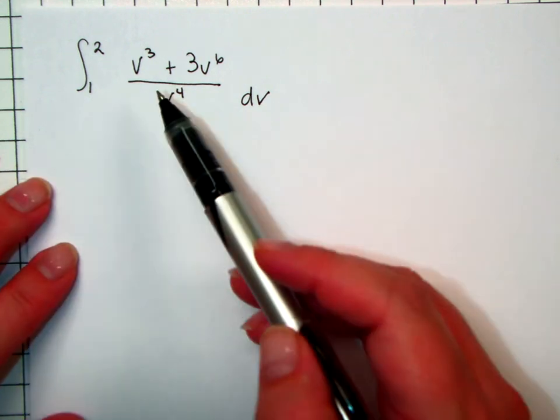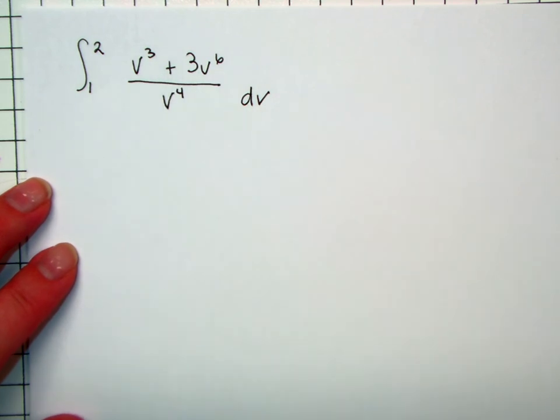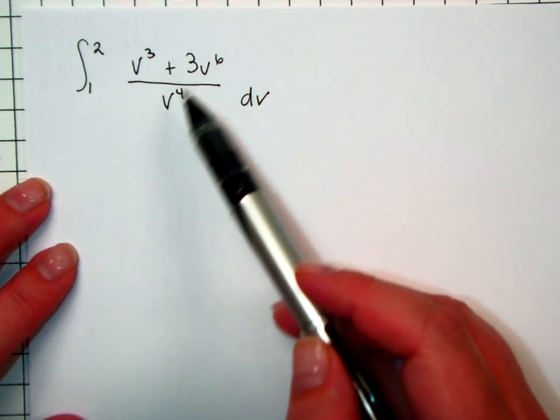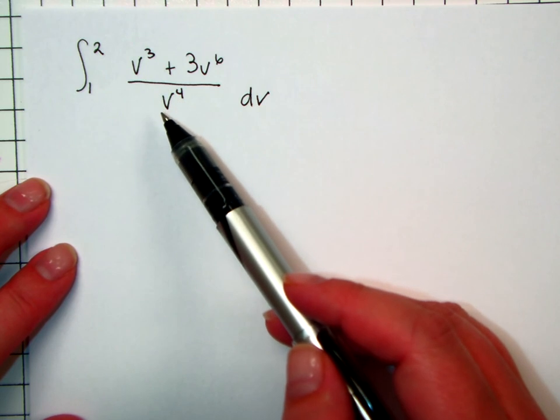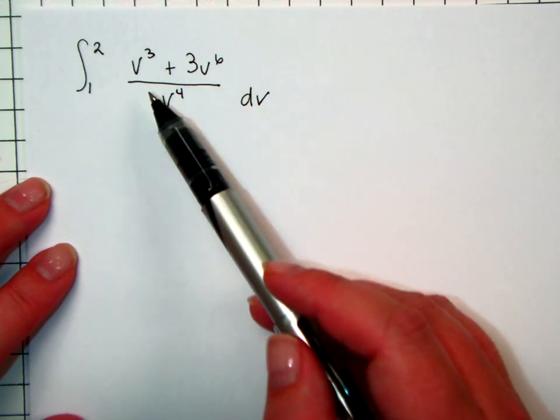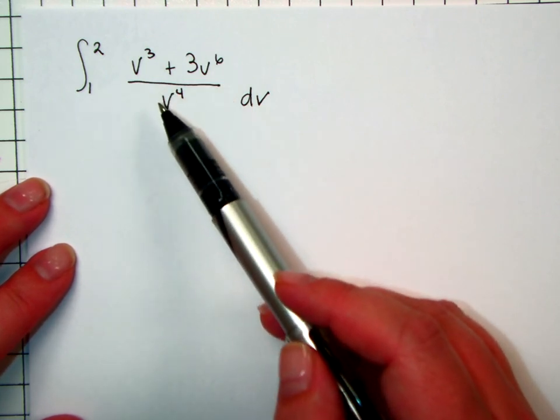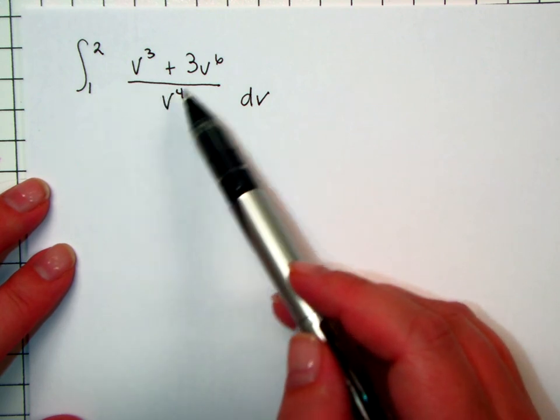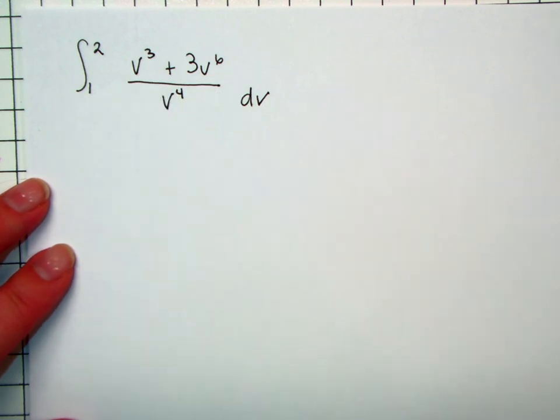Okay. So in order to integrate a fraction, we would have to use partial fractions, which we're not going to cover this semester. So in order to do this one, you want to split these up. Okay, you want to go ahead and divide v cubed by v to the fourth, and then divide 3v to the sixth by v to the fourth.